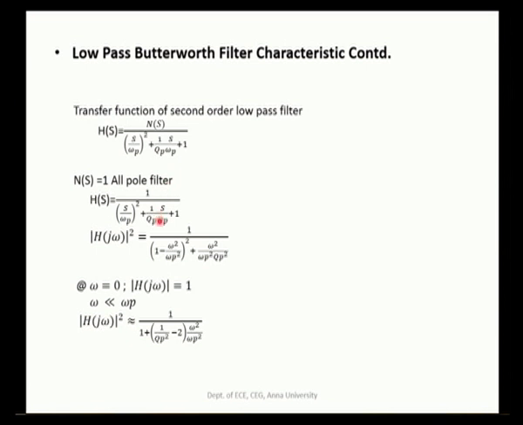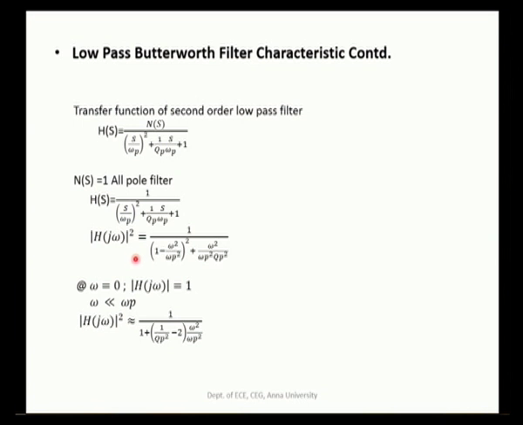Now, for the case of Butterworth, the numerator polynomial of H of s is considered to be 1. For the general characteristic we assume that the numerator polynomial is 1, and we have a denominator polynomial which is given by (s by omega p) the whole squared, where omega p is a constant, plus a coefficient for s, which is (1 by Q p) times (s by omega p), again constants, plus 1.